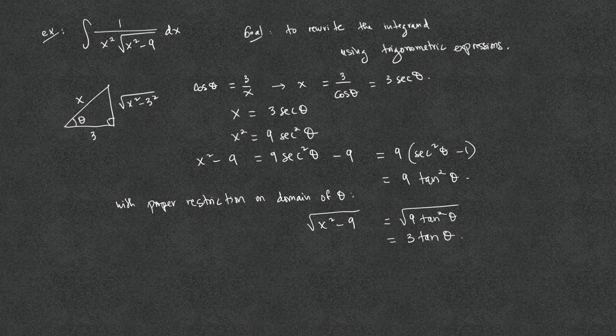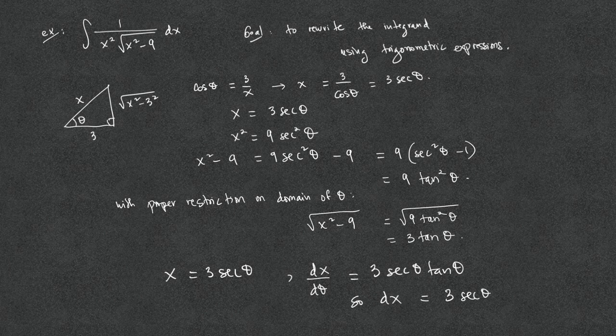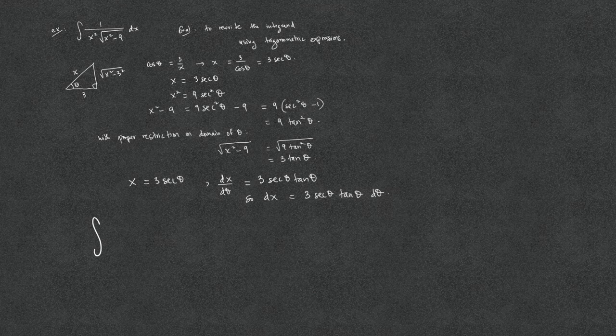We have a substitution for x squared, which is 9 secant squared theta. We have the substitution for the square root of x squared minus 9, which is 3 tangent theta. We still need dx. Since x is 3 secant theta, dx d theta is 3 times the derivative of secant theta, which is secant theta tangent theta. The differential dx is 3 secant theta tangent theta d theta. We now have a trigonometric expression for all of the factors in the integrand.